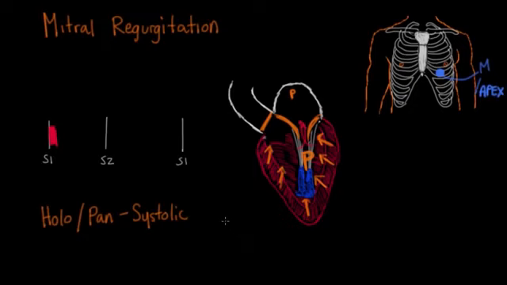Now as soon as the heart begins to eject blood, this aortic valve opens right up, and blood comes out this way. But because the pressure remains higher in this ventricle than the atrium the whole time, you actually get flow through this regurgitant valve throughout the entire cycle.